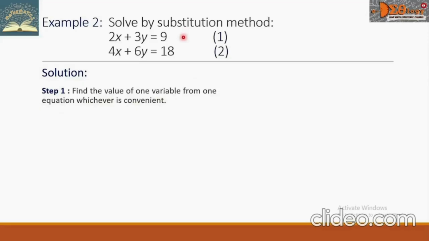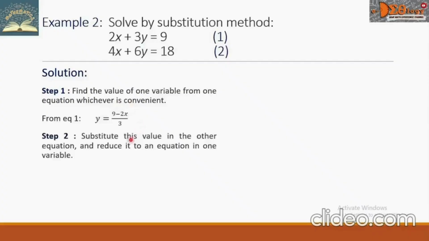Look at our first equation. Let us try to isolate y in one side, meaning this 2x we transpose to the right. It becomes negative. And then we divide the equation by 3, then y will be isolated. So equation 1 becomes y equals 9 minus 2x all over 3.